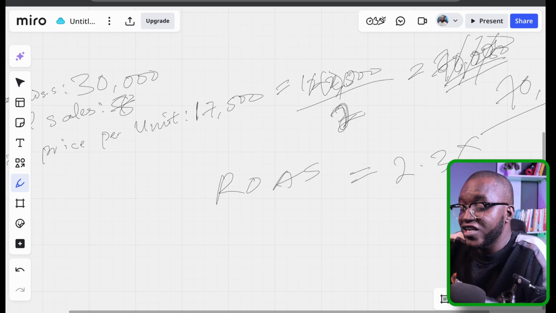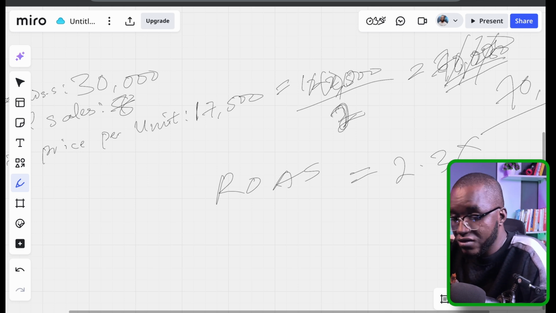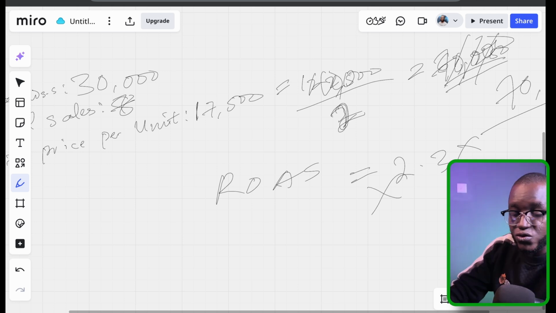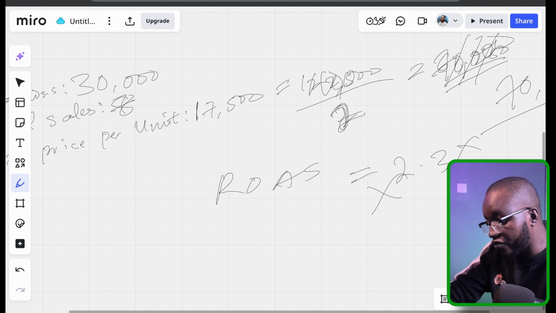Can you still go ahead and buy the product when your ROAS is 2x? The answer is no. 2x ROAS is not profitable.